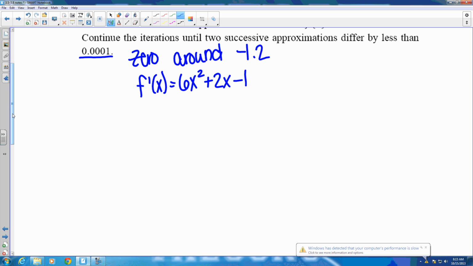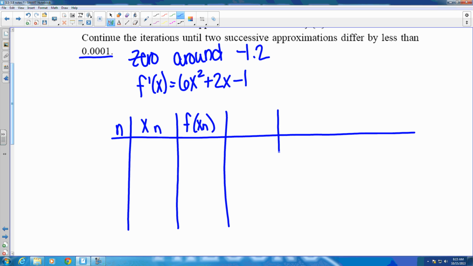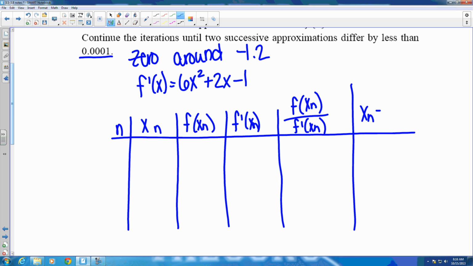I'm not sure how many iterations this is going to take, but I'm going to make my table, making sure that there's plenty of space to use lots of decimal places. You do not have to do it this exact same way. I just think that this is the most efficient way to keep track of what you're doing. Okay, now we get the table set up.